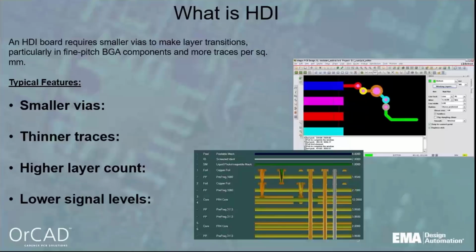You'll also have lower signal levels. So HDIs are not used for high voltage or high current designs. This is because the high field strength between the neighboring lines will cause a lot of ESD, and high currents will cause excessive temperatures on the design. So you won't see so much of that when you're dealing with high voltage and high current designs.